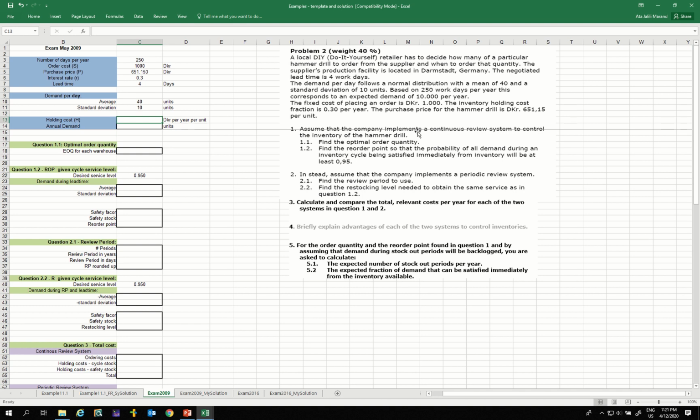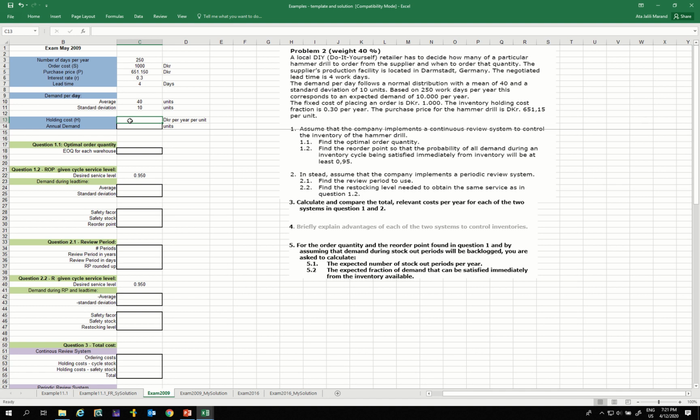we will assume that the company implements a continuous review system, and for this system we need to calculate the optimal order quantity and then find a reorder point such that the probability of all demand during an inventory cycle being satisfied immediately from inventory is at least 95%. It is the definition for the cycle service level. So here we have the cycle service level equal to 95% in question 1 part 2. Okay, let's start with the first question.